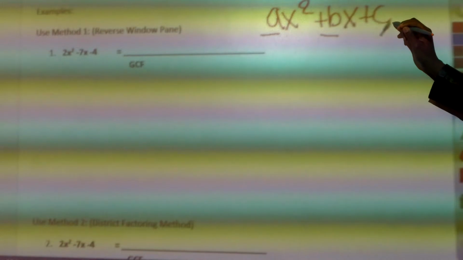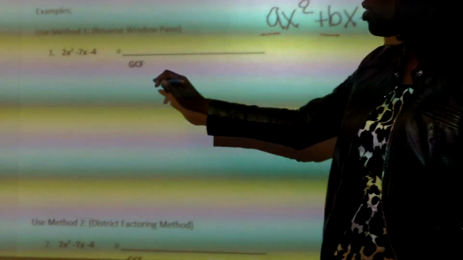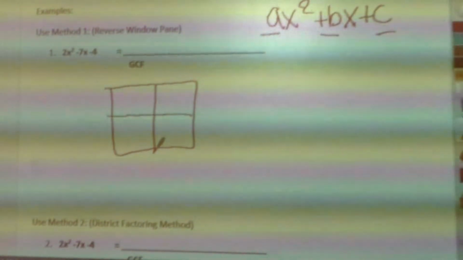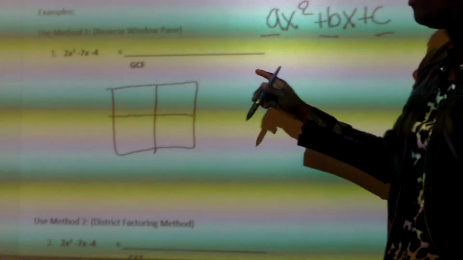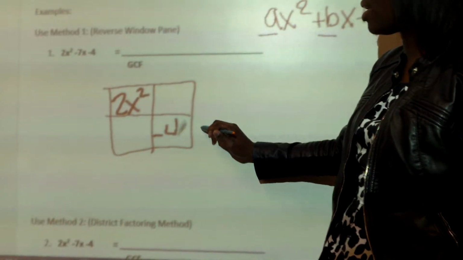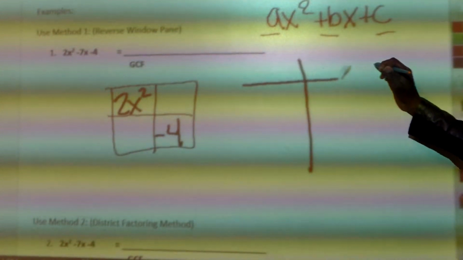Remember, ax squared plus bx plus c, those all represent coefficients. On this first one, we're going to do window pane. I'm just going to make the marker a little bit bigger. Remember, the first step is to write our first term and our last term, 2x squared and negative 4. Then we draw a t-chart.